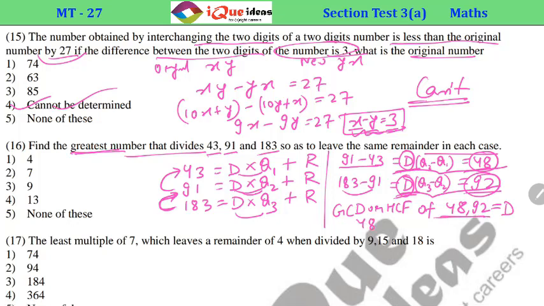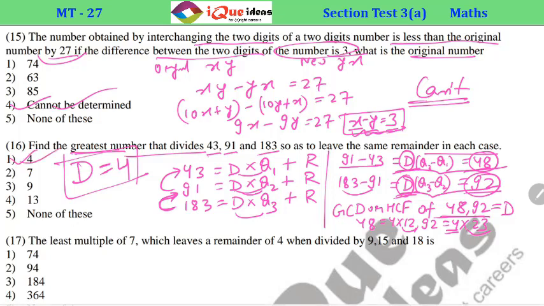If you see, 48 is 4 into 12 and 92 is 4 into 23. There is nothing common between 23 and 12, so HCF is 4. So our required divisor is 4 in this question, right? So the answer is the first option in this question. All right. Now let's take up the next question.